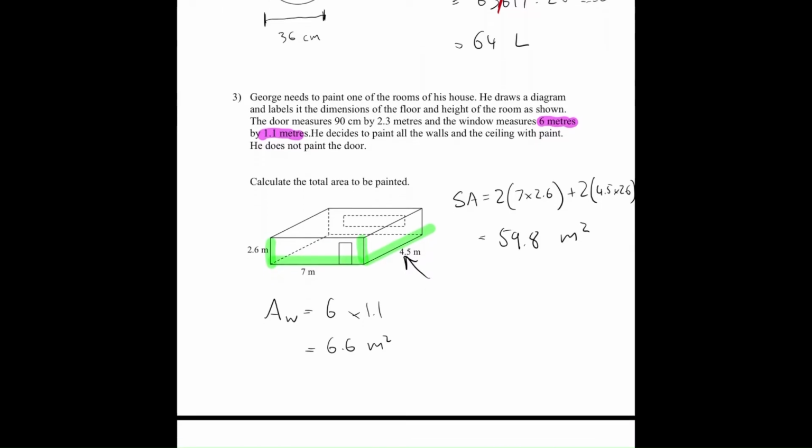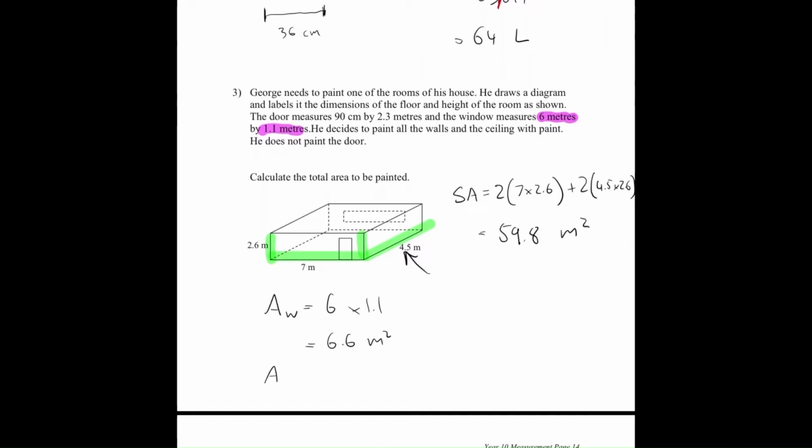And then we've also got a door that has dimensions of 90 centimeters by 2.3 meters. So we can also calculate the area of that door. I'm putting in 0.9 instead of 90 because I want both of these measurements to be in meters. And then that goes in the calculator and you get 2.07.